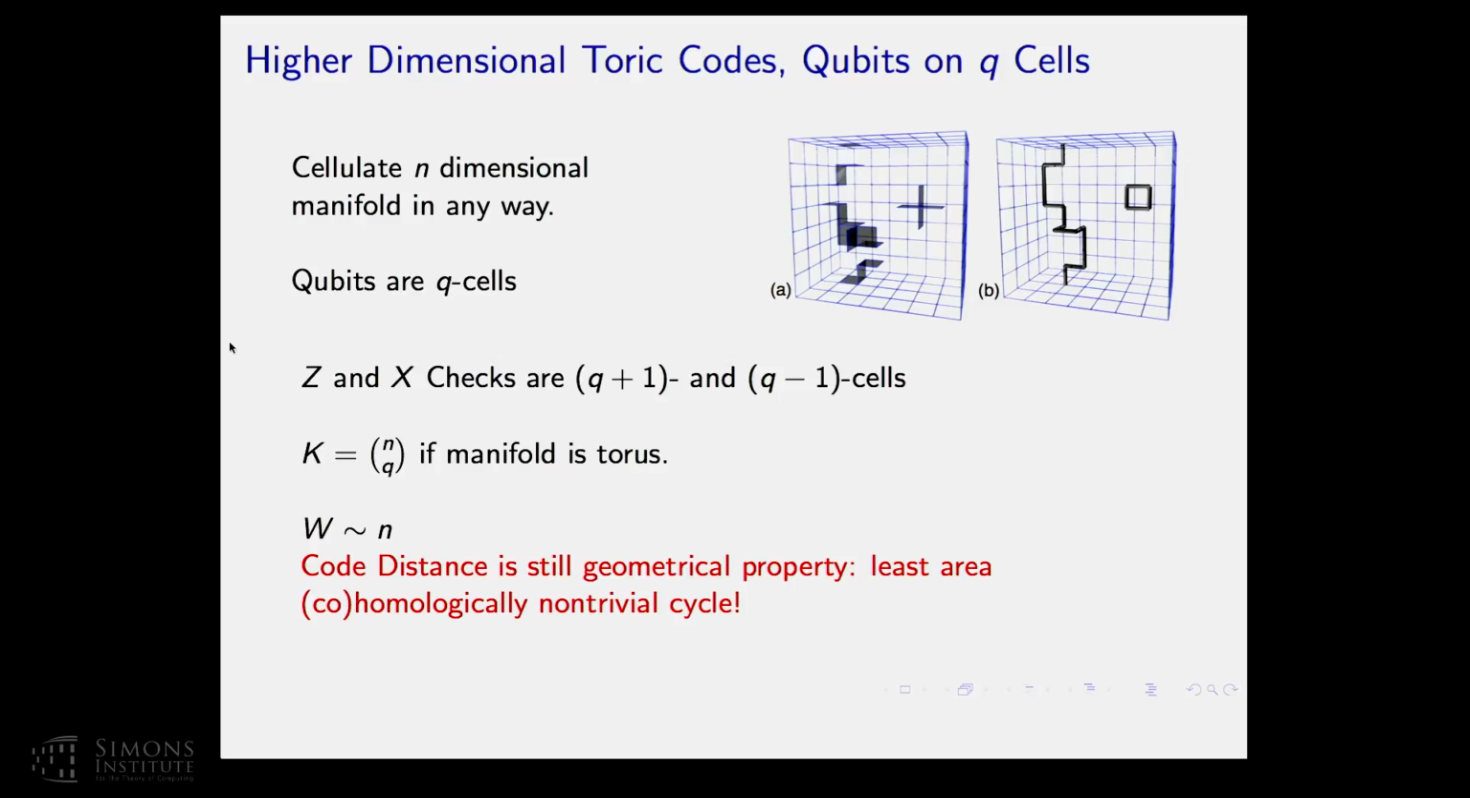And then the weight of the checks is roughly the dimension, because, well, an n-dimensional cube, for example, has 2n faces. So it'll depend exactly how you cellulate it. But as the dimension goes up, the weight of the checks goes up.